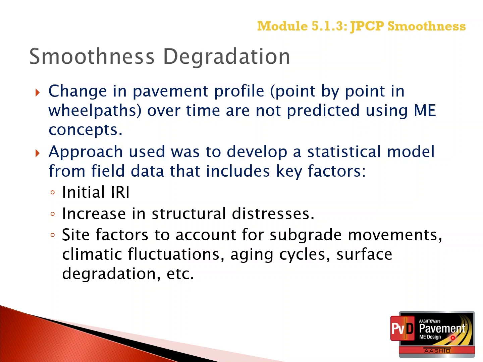The approach or method applied in the MEPDG manual of practice was simply to develop a statistical model or regression equation to determine the change in IRI from field data, which include key factors such as the initial IRI, increases or changes in structural distress over time, and site factors to account for subgrade differential movements, climate fluctuations, aging, surface degradation, and other such factors.